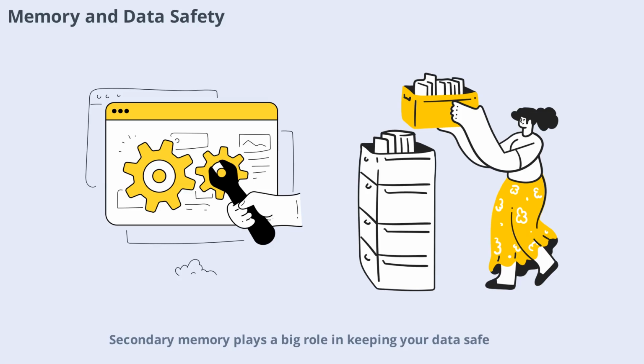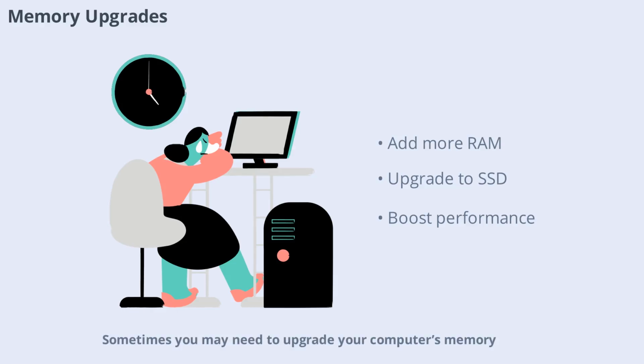Secondary memory plays a big role in keeping your data safe. By storing files permanently, it ensures you don't lose important documents, photos, or software, even if your computer is turned off or restarted.